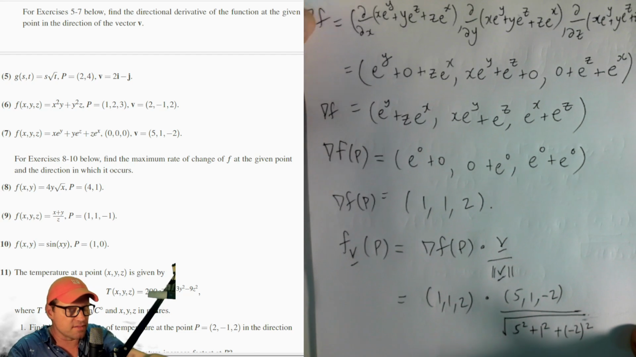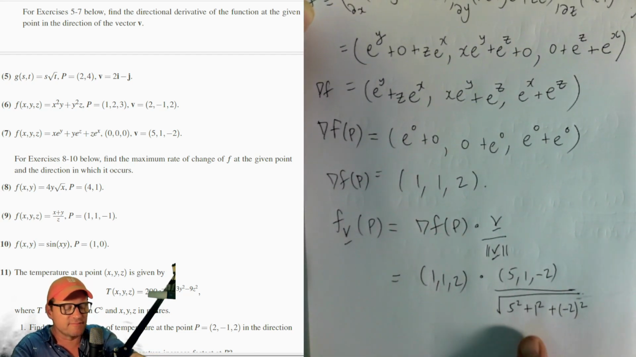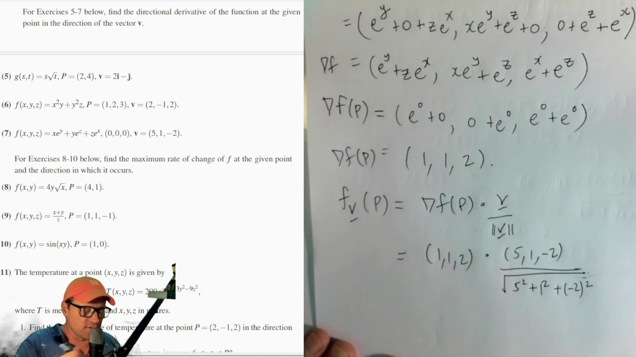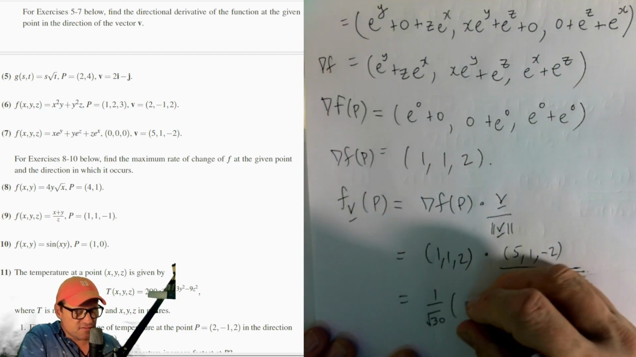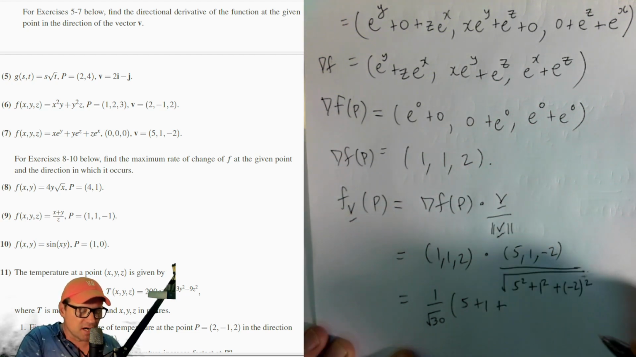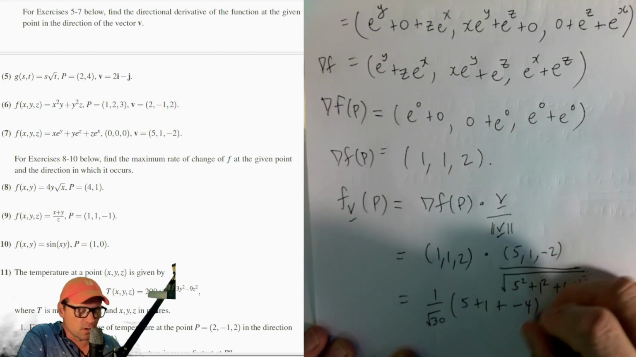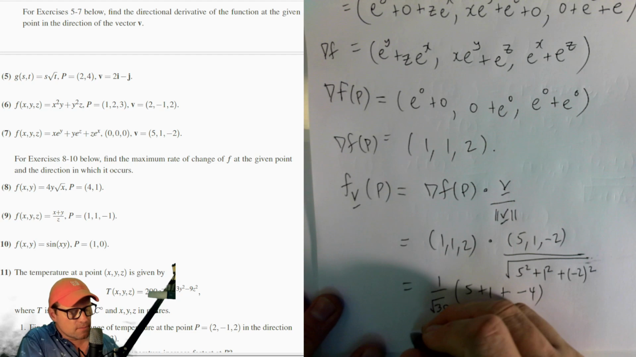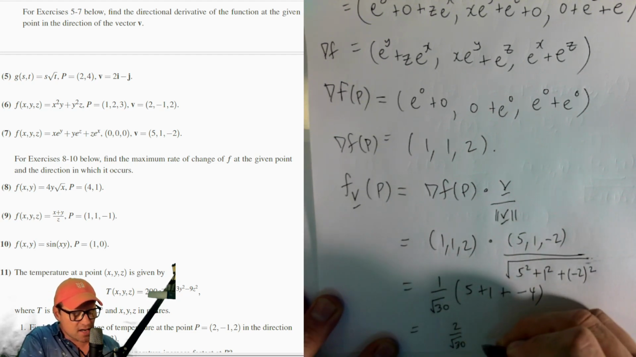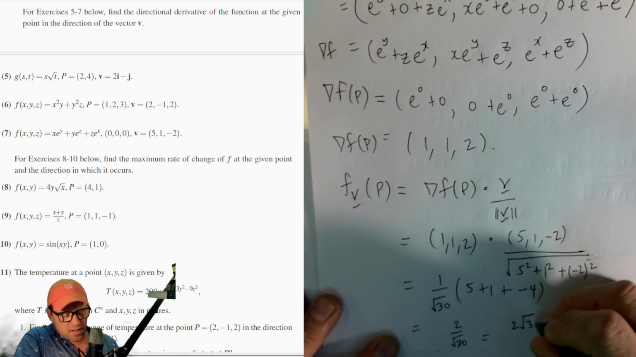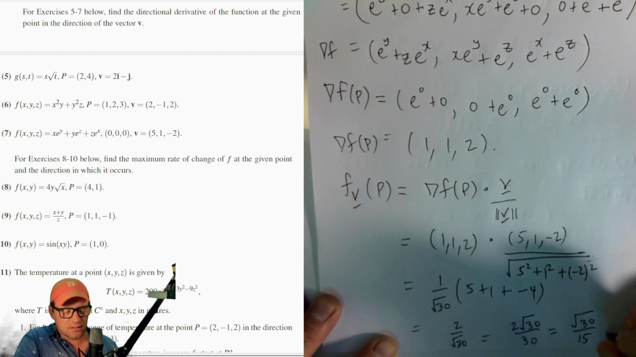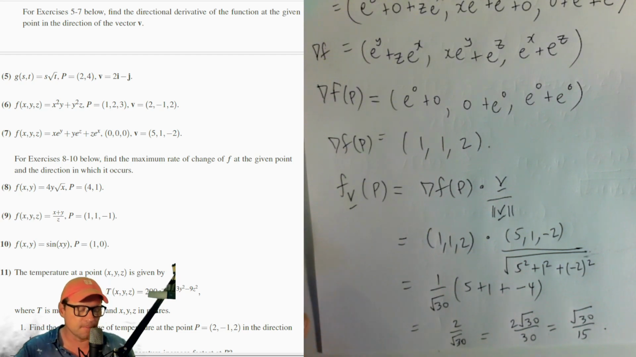Okay, so simplifying that norm, we've got 25 plus 1 is 26, plus 4 is 30. So the square root of 30 there. And then 1 times 5 is 5. 1 times 1 is 1. And then 2 times minus 2 is minus 4. Okay, 6 minus 4 is 2. So 2 over root 30, which we can express as 2 root 30 over 30, which is root 30 over 15, rationalizing the denominator. Question 8.